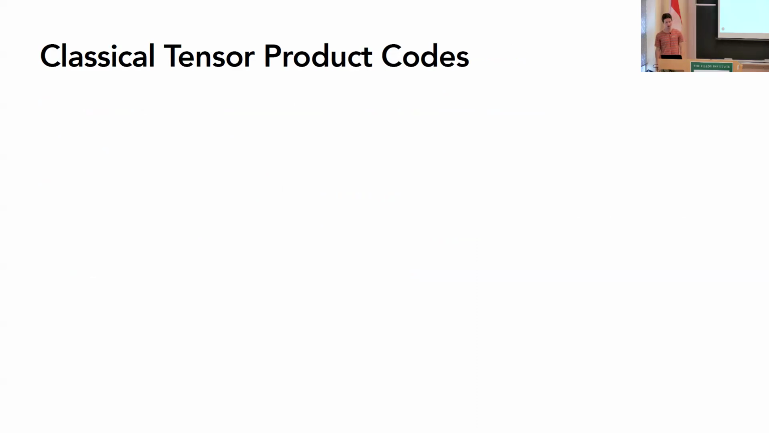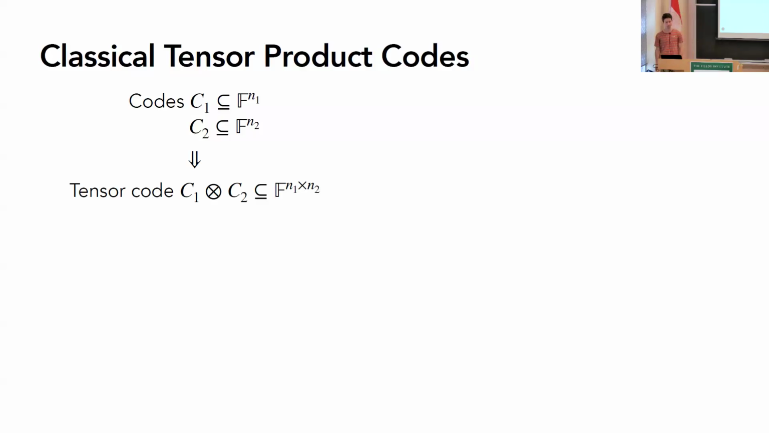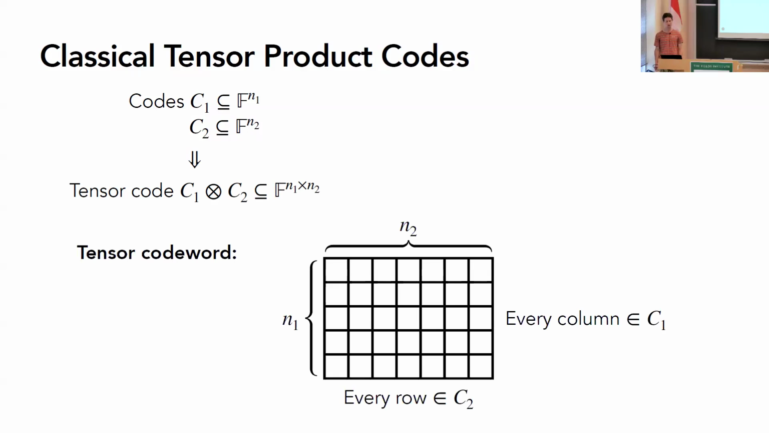Great. So I'll now give the classical analog of our result to show where the motivation comes from and also where the technical challenges lie. And the classical analog is just classical tensor product codes. If we have two codes, C1 and C2, of length n1 and n2 respectively, we can construct a tensor product code, which is a code of length n1 times n2. The codewords of this tensor product code, C1 tensor C2, correspond to n1 by n2 matrices, where a given matrix is in the code if every row of this matrix lies in C2 and every column lies in C1.